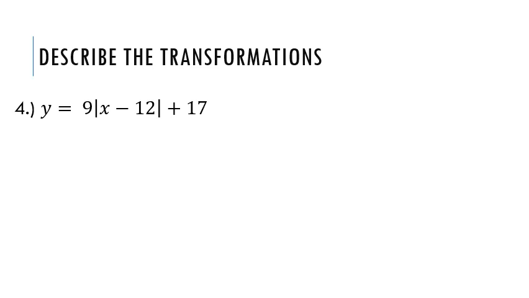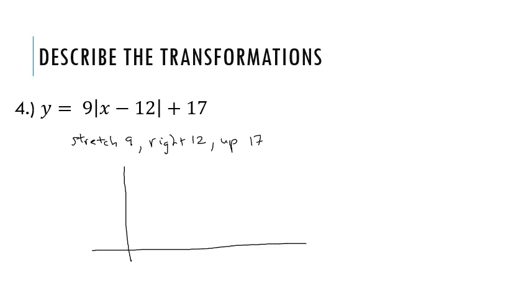Okay. Next one. So 9 out front. So stretch by 9. And then right 12. And then up 17, right? Let's count by 2s this time. So 2, 4, we'll put a 2 here. If you're going to count by something different, always label it.